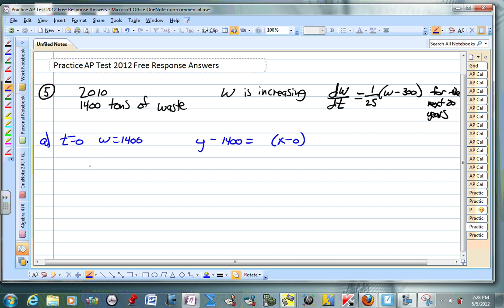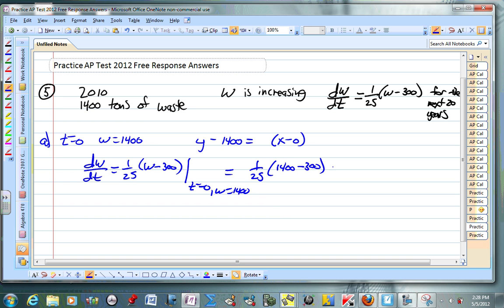We'll use the differential equation, which is the derivative. dW/dt equals 1/25 times the quantity W minus 300. So we know for a fact that we can evaluate this when t equals 0, which means W equals 1,400. So we say 1/25 times 1,400 minus 300. Let's see, 1,400 minus 300 is 1,100. Divided by 25, that's going to be 44. So the slope of our tangent line is going to be 44.